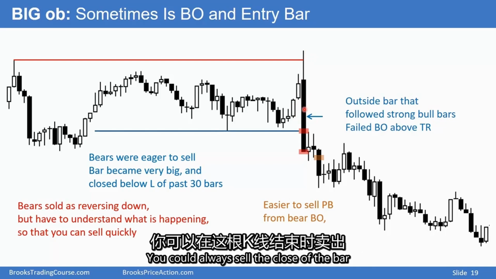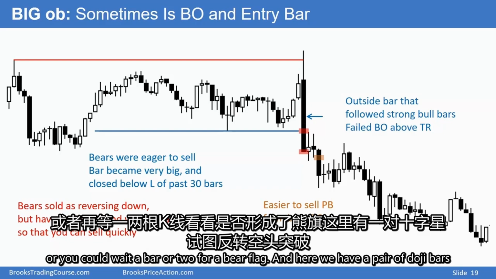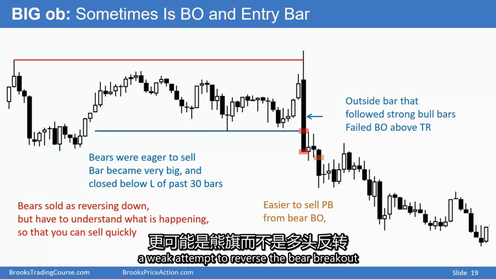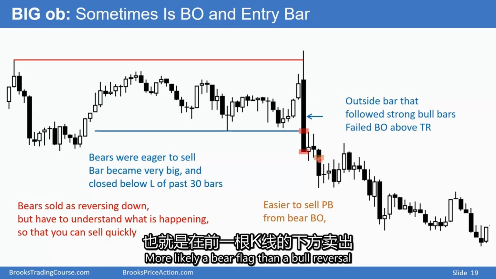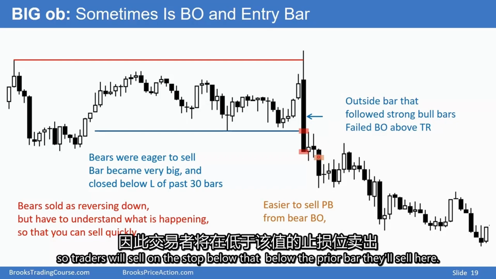If you're not able to sell as it's forming, then wait. You could always sell the close of the bar, or you could wait a bar or two for a bear flag. And here we have a pair of doji bars, a weak attempt to reverse the bear breakout, more likely a bear flag than a bull reversal. So traders will sell on the stop below the prior bar.